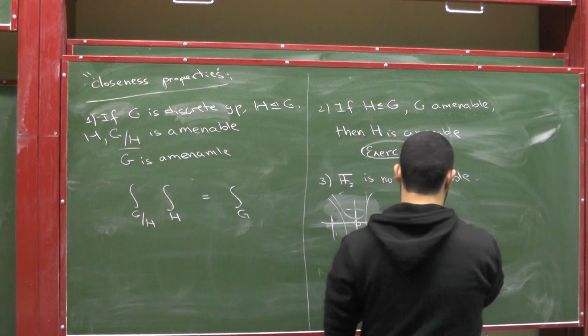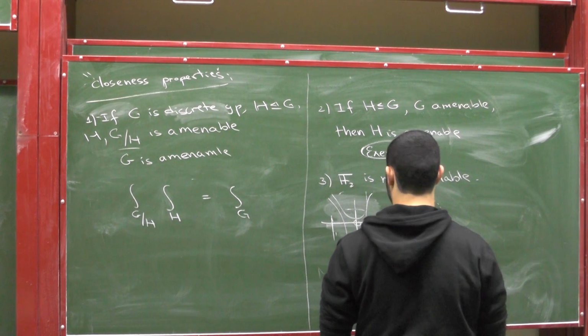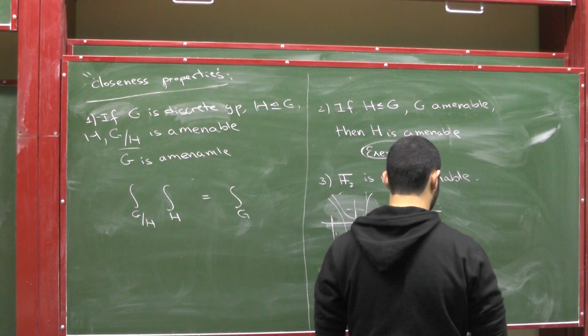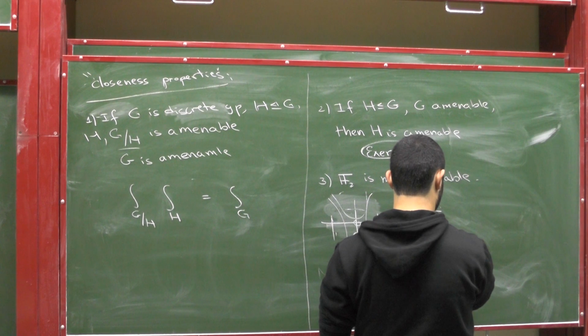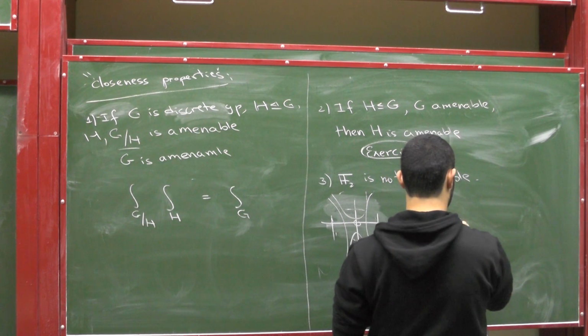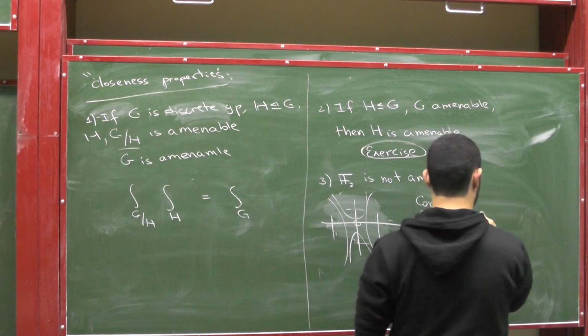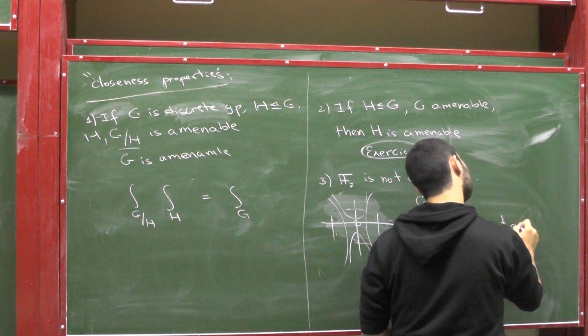So a corollary, for example, is that SL2R is not amenable.